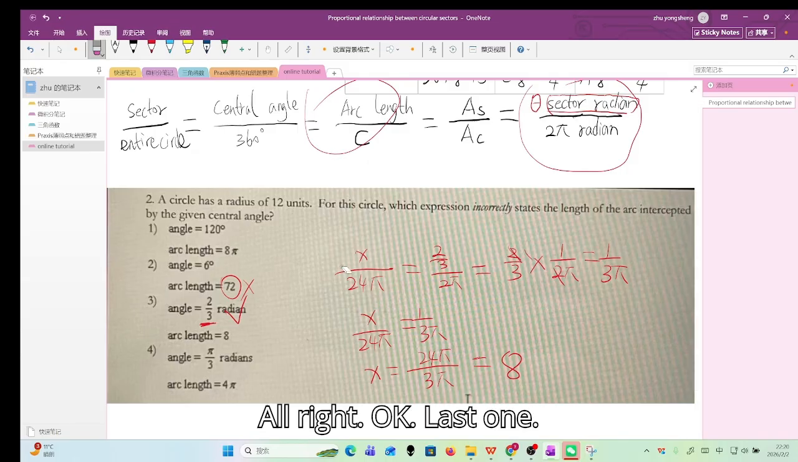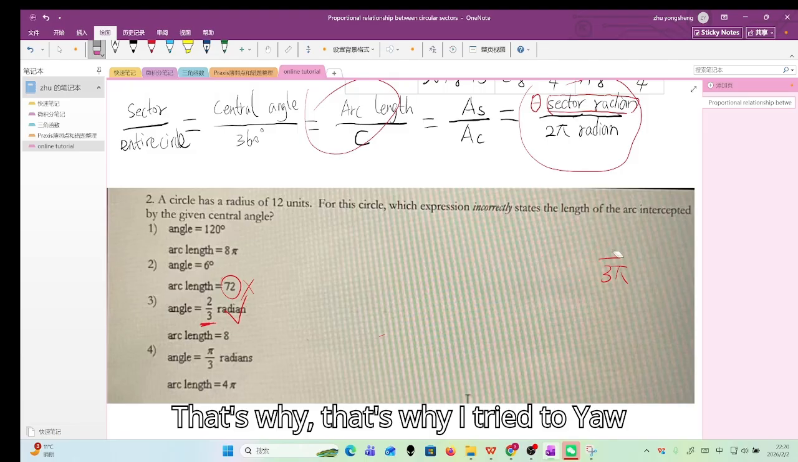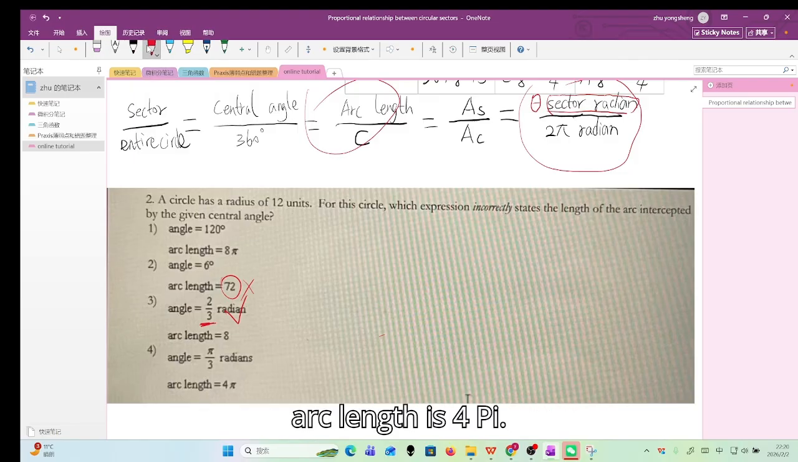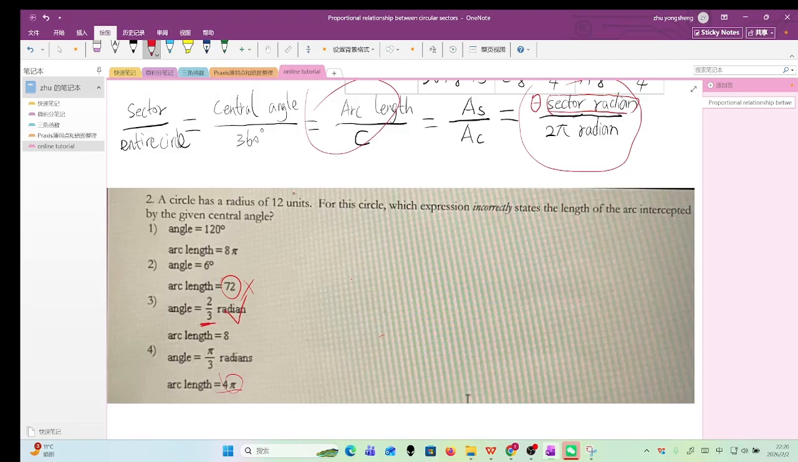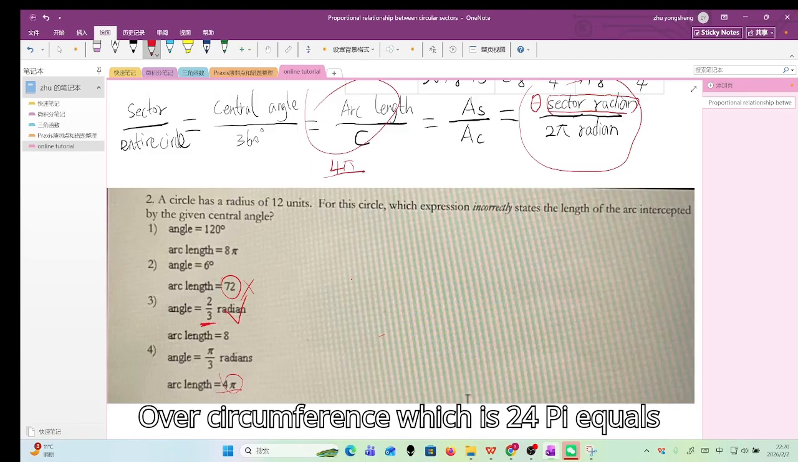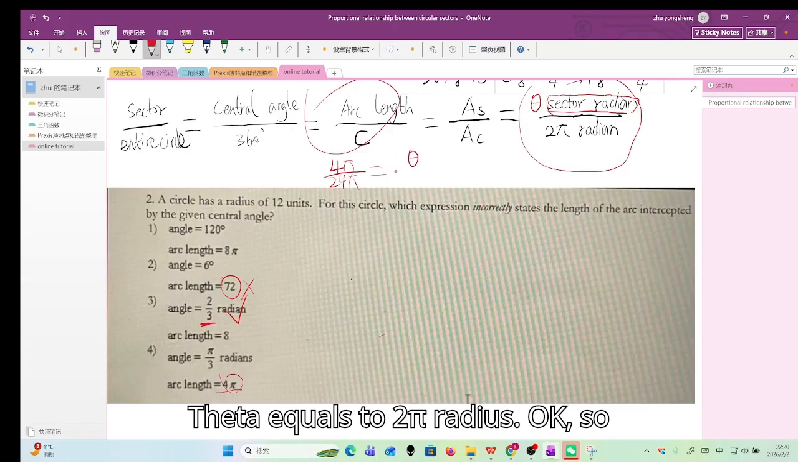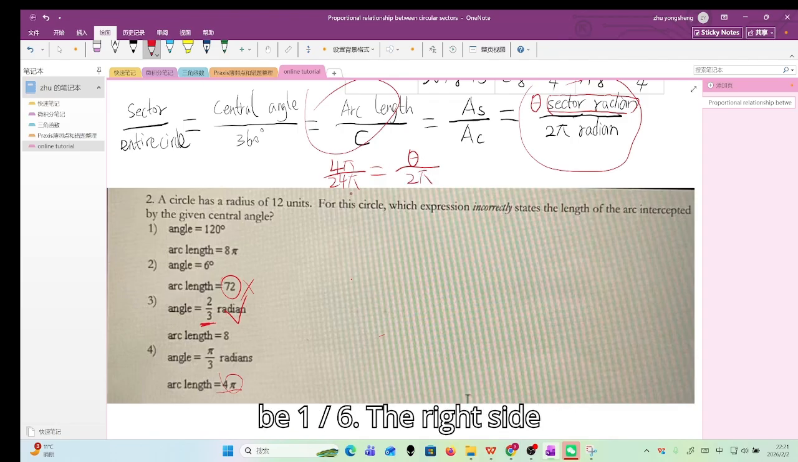All right, okay. Last one. For the last one, I try to solve this question in a different way. We start from here. It says the arc length is 4 pi. We suppose we know that the arc length is 4 pi. So we have 4 pi over circumference, which is 24 pi, equals, now we try to find the angle. Theta over 2 pi radians. So we simplify the left side. It should be 1 over 6.